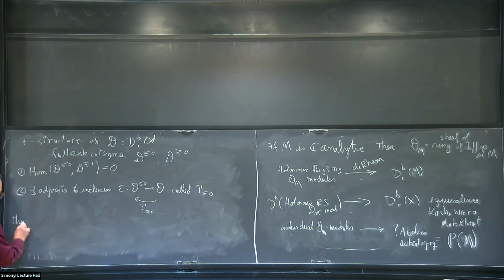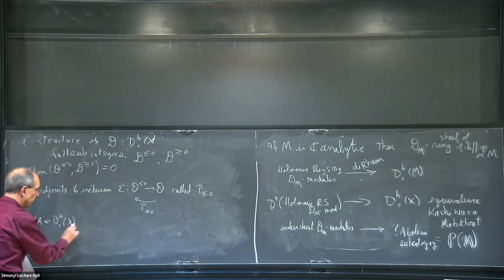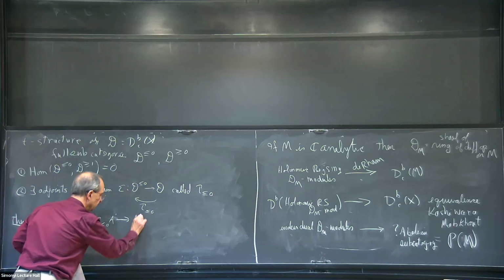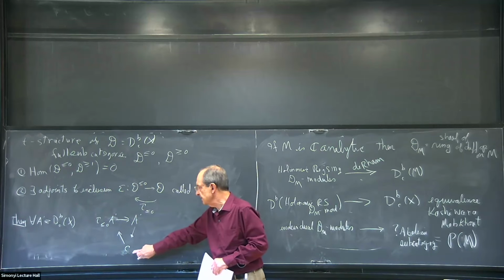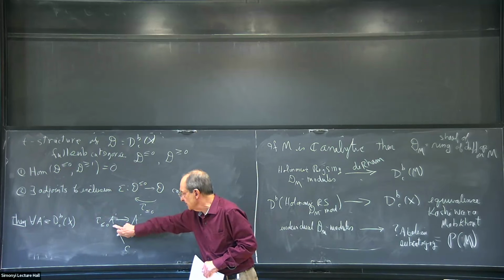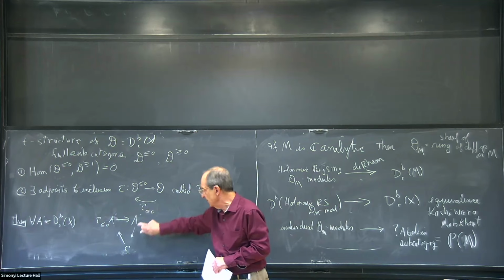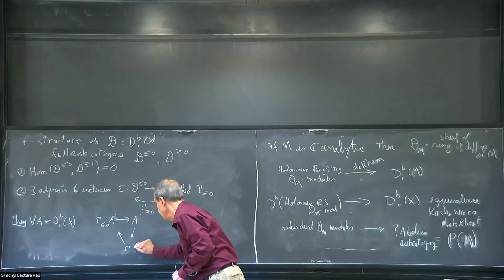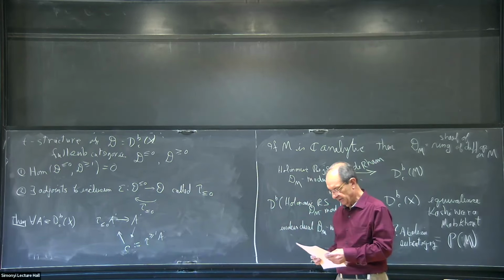Then for any A dot in the derived category of X, there's tau less than or equal to zero of A dot mapping to A dot mapping to a third term. This tau less than or equal to zero of A dot automatically lives in D less than or equal to zero, and the third term, what's left over, automatically lives in D greater than or equal to one. So this C is defined to be tau greater than or equal to one of A dot. And there's always a triangle like this.